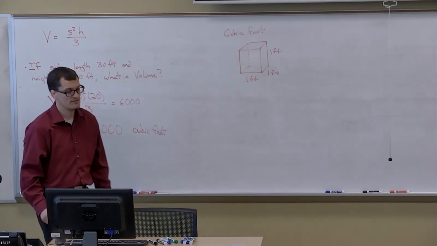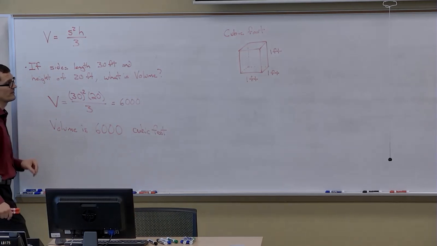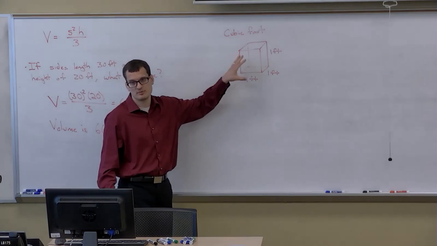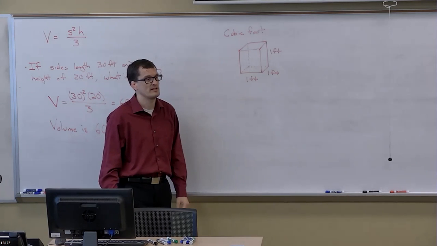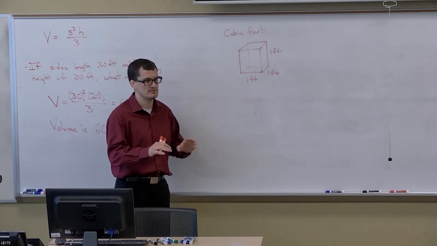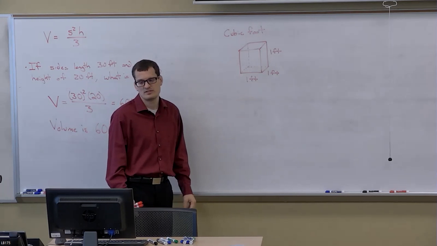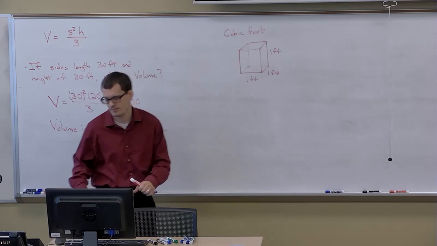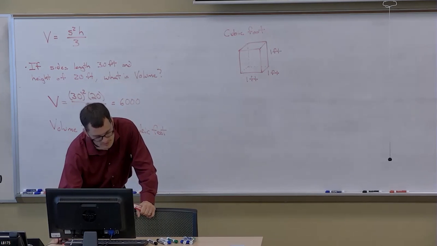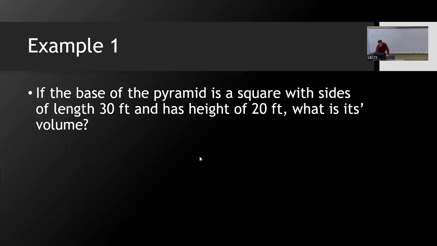So it says 6,000 cubic feet. It means 6,000 of those blocks would fit inside the pyramid if you cut them up and reorganize them. Doesn't necessarily mean it's a block shape, but if you cut them up and reorganize them, that's what you get.